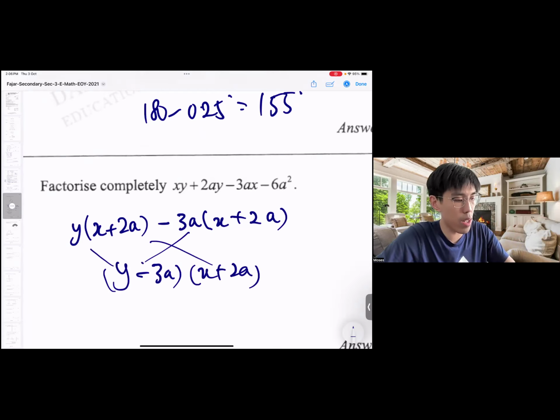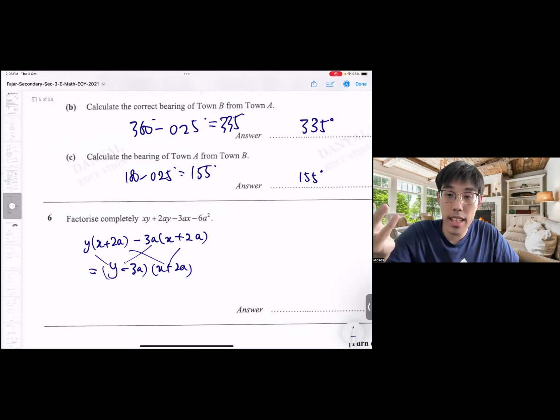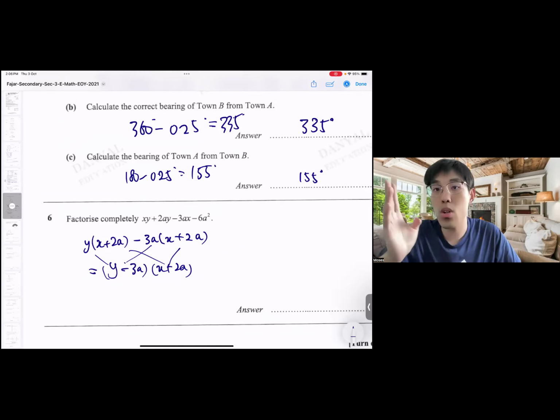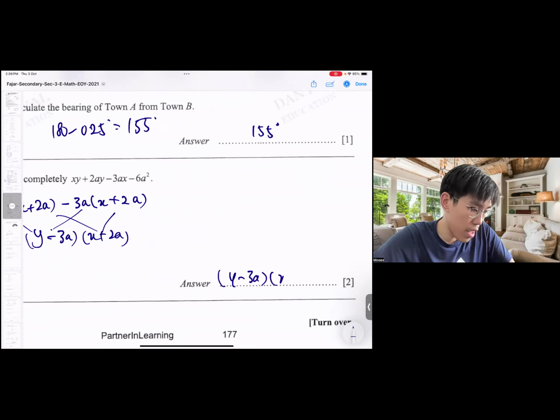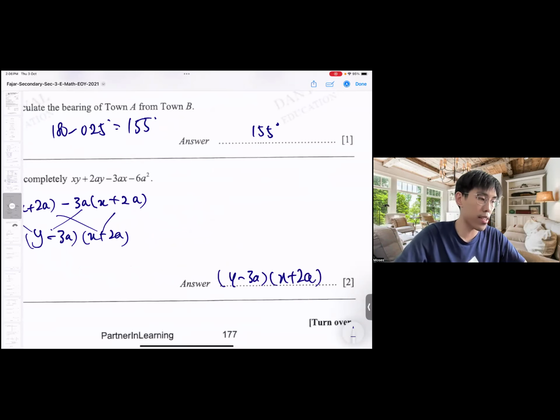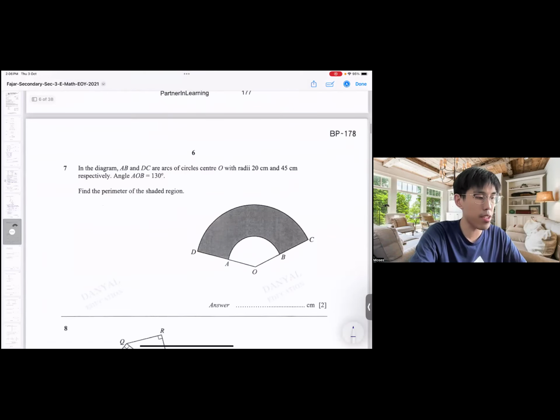These two come here, these two come here. This is what we call grouping. How do you identify them? Same thing. When you see four terms, link to grouping straight away. Very straightforward. Okay, so it's the same thing. So y minus 3a, x plus 2a. Done. 2 marks.